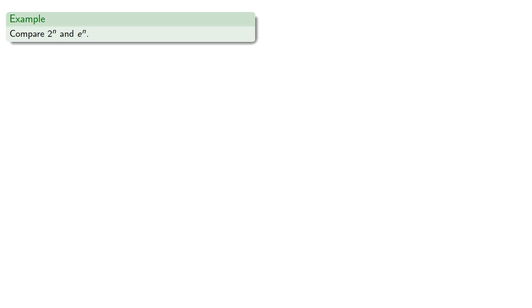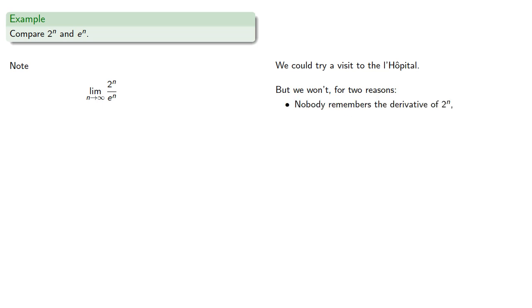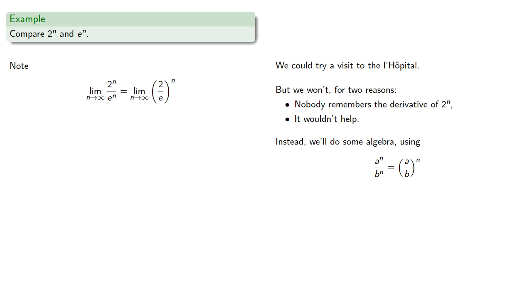So for example, let's compare 2 to the n and e to the n. So again, we might find the limit of their quotient. Now, we could try a visit to L'Hopital, but we won't for 2 reasons. First, nobody remembers the derivative of 2 to the n, and second, it wouldn't help us anyway. Instead, we'll do some algebra using the fact that the quotient of powers is the power of a quotient, and since 2 over e is less than 1, the limit as n goes to infinity of the quotient is going to be 0, so the order of 2 to the n is less than the order of e to the n.